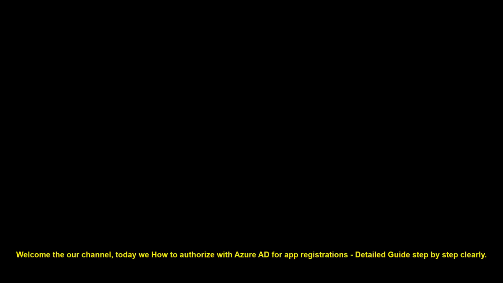clearly. First, navigate to the Azure portal by visiting portal.azure.com. Log in with your credentials. Once logged in, locate the Azure Active Directory section in the left navigation pane. Click on App Registrations in the Azure Active Directory menu.